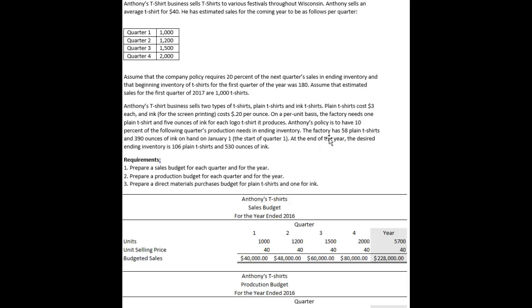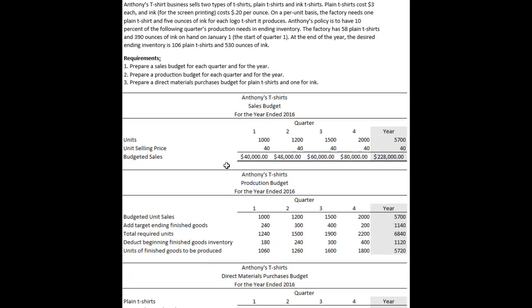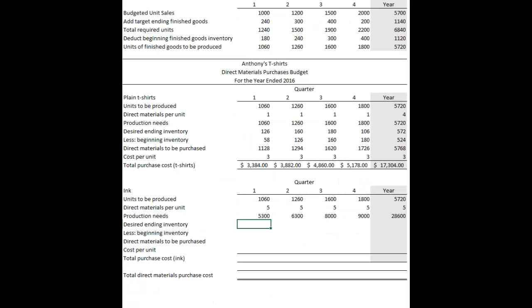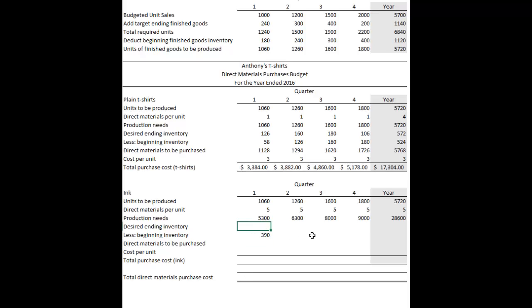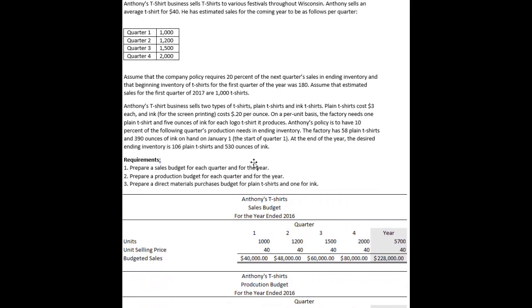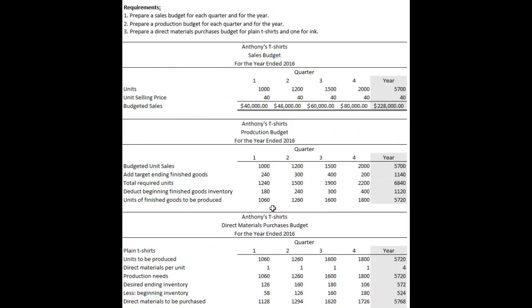My factory has ink on hand, so that's the inventory that we're going to start with, which actually goes right down here. 390 is what we start with. Let me go back and find the desired ending inventory. The desired ending inventory, they told us somewhere up here, I already forgot the amount, is 10%. Yeah, we're going to have 10% of the following quarter's production needs in inventory.